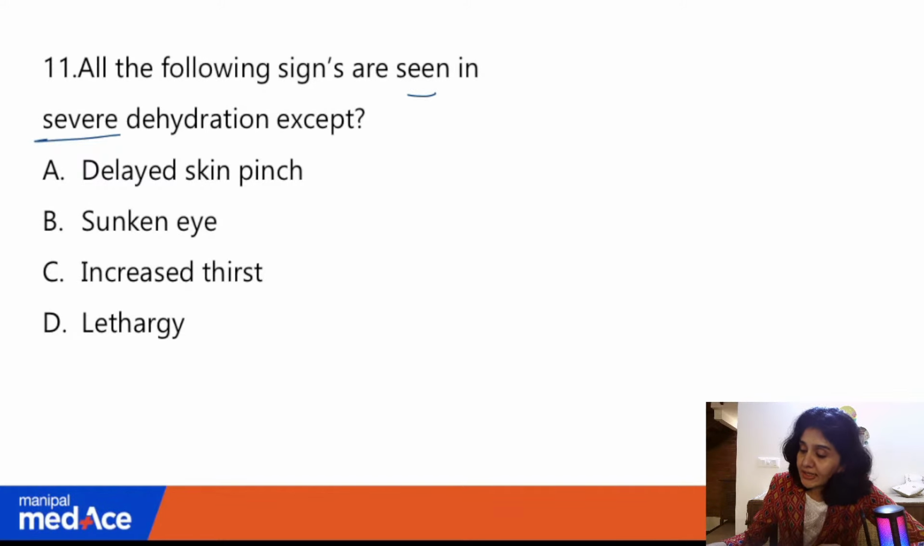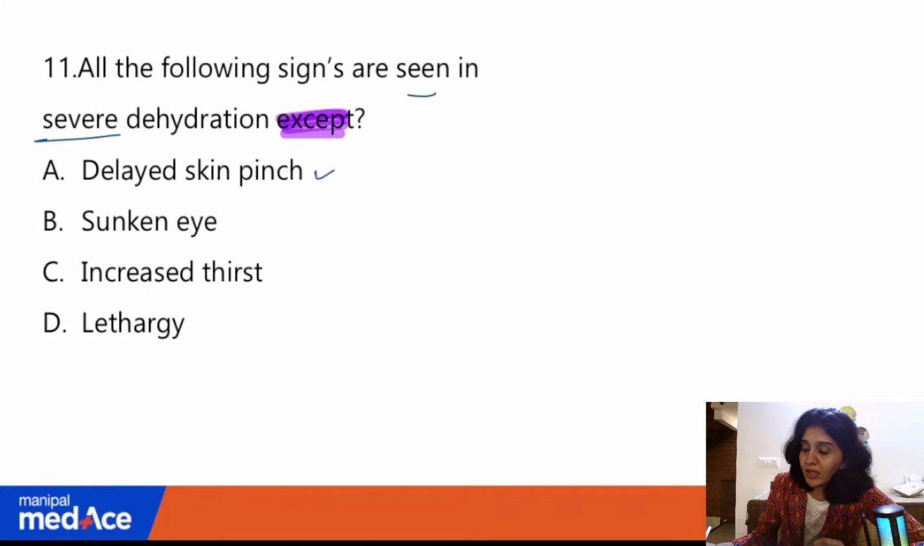So is it delayed skin pinch? Sorry, there is an except also. All of the following signs are seen in severe dehydration except delayed skin pinch. Do you see this in severe dehydration? Yes. When you pinch the skin, it takes more than 2 seconds to go back, retract. So this is present.